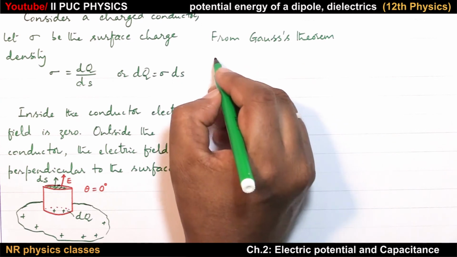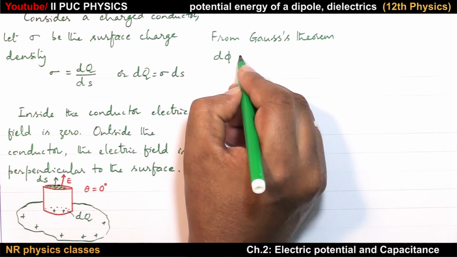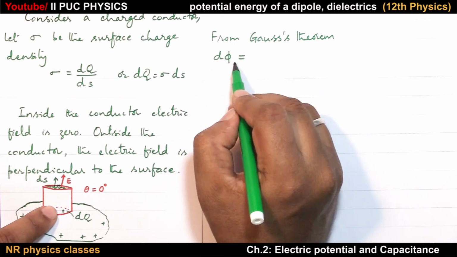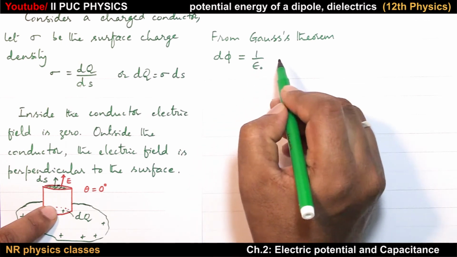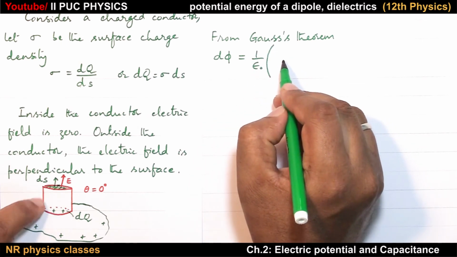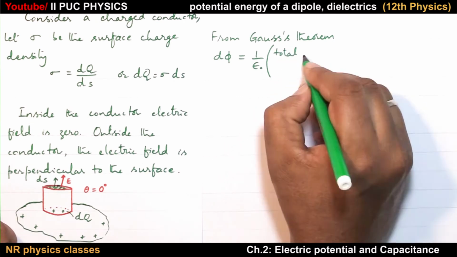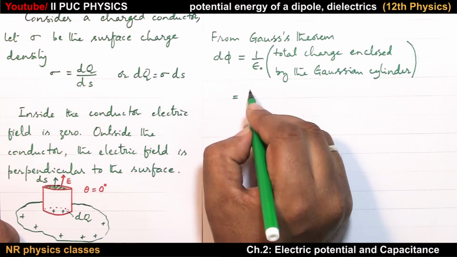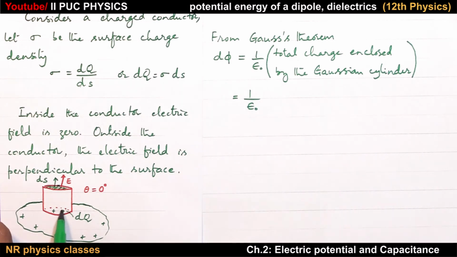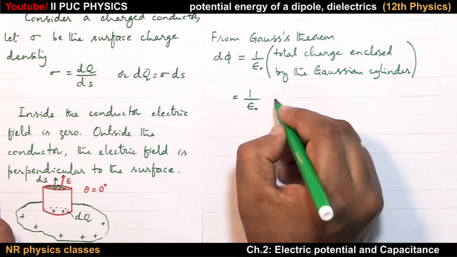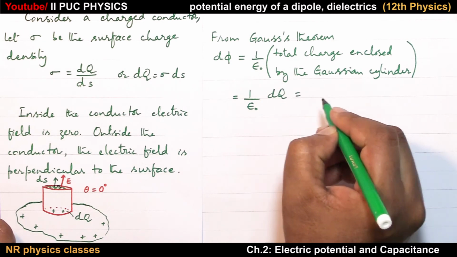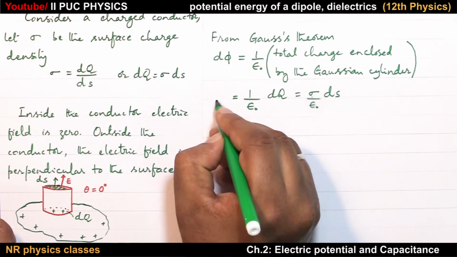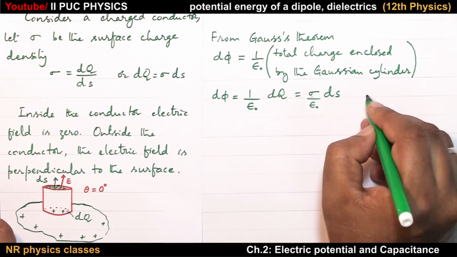From Gauss theorem, total flux through this Gaussian cylinder equal to 1 by epsilon naught times total charge enclosed by the Gaussian cylinder. Equal to 1 by epsilon naught times total charge within the Gaussian cylinder, which is dq. So this is dq, but dq is sigma ds. This is equation 1.